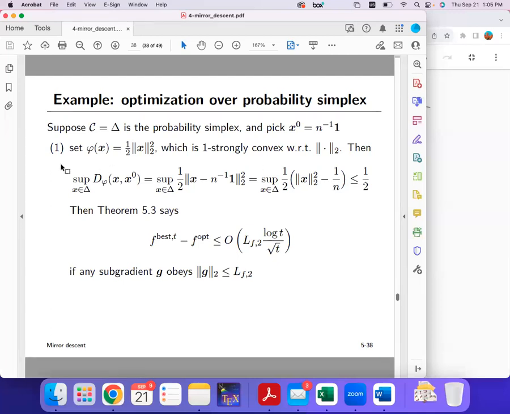So in the end, we conclude that the maximum distance is bounded by 1/2. And then you plug this into the convergence rate, you will end up with the following rate. It depends on the Lipschitz constant of this function under the L2 norm, because here we choose this L2.